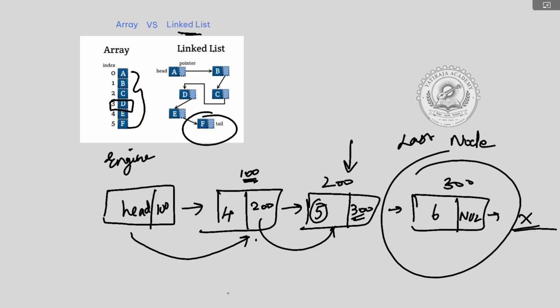This is not a direct access method. You need to traverse from first. This is not like an array. In an array, you can directly access the element by knowing the address value or index value. Here, you need to start from the first, second, and third.